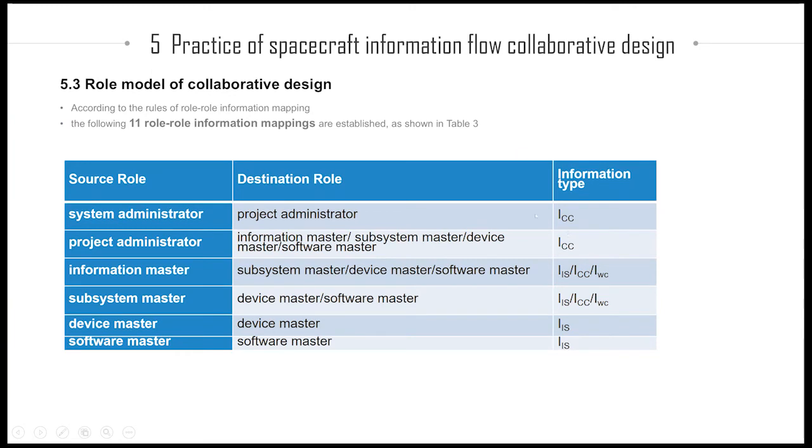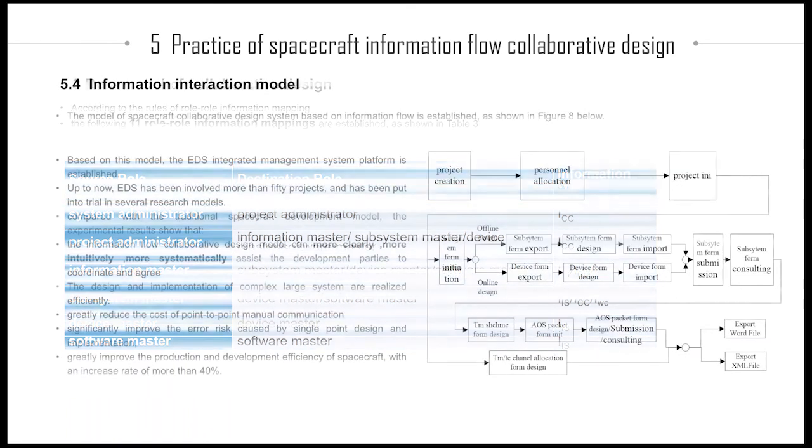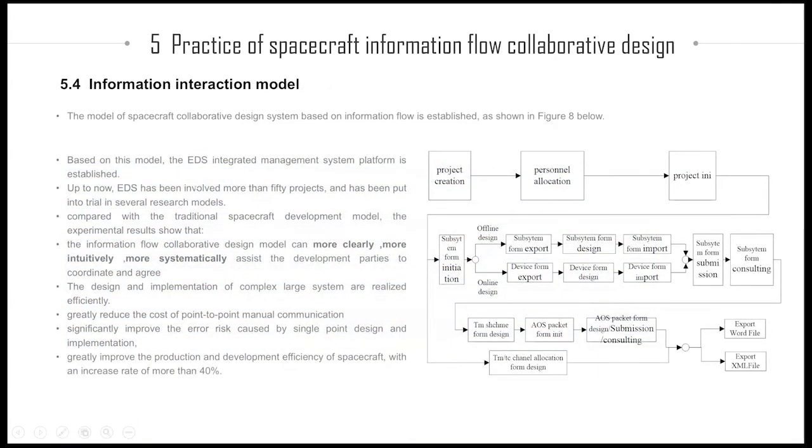Third, role model of collaborative design. The following 11 role information mappings are established from source role to destination role, and this is the information type. And then fourth is the information interaction model. The model of the spacecraft collaborative design system based on this information is established as shown in this figure. Based on this model, the EDS integrated management system platform is established.